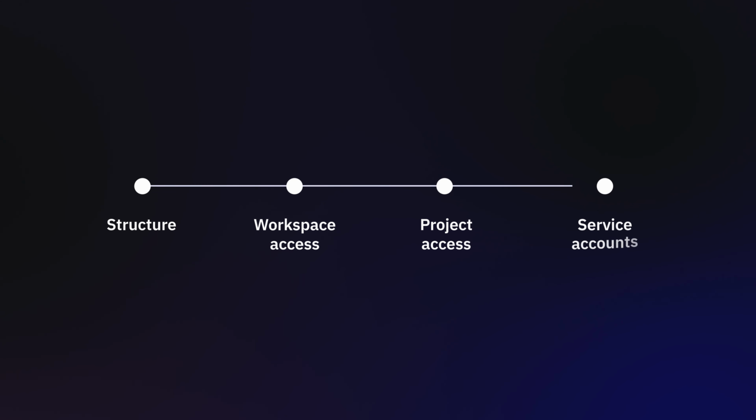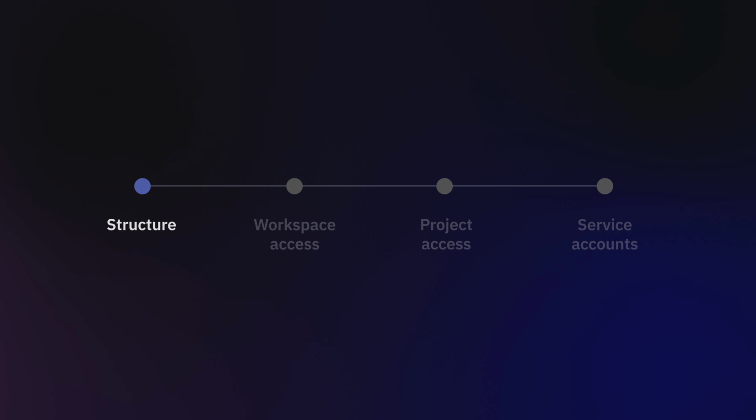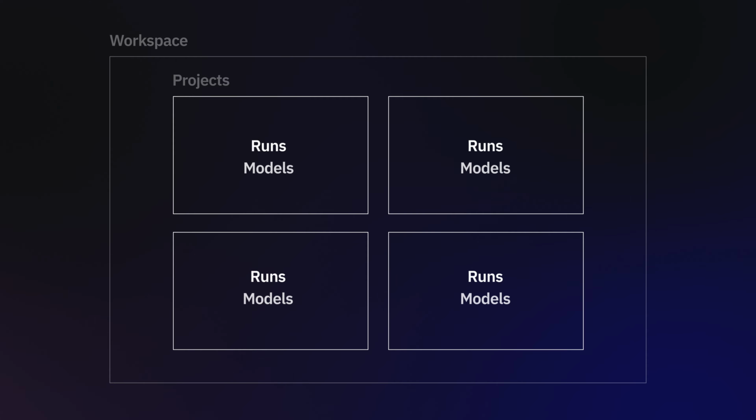In order to understand role-based access control, we need to first understand how Neptune is structured. At the top level, we have the workspace. It can be useful to have a separate workspace for each team or organization that you're working with. A workspace holds projects. A project typically represents a machine learning problem you solve. A project can contain multiple experiment runs and model versions. A run is a tracked experiment. Models are a collection of metadata common to all versions of a model you're working on.